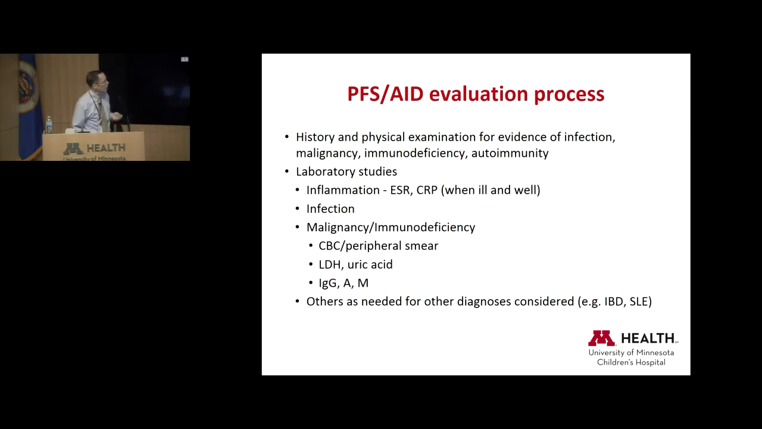We want to check inflammatory markers when they're ill, but also when they're well. We need evaluation for infection and malignancy. And for the most basic screening you can do, and you can always do more, we would do at least these studies. And then you would do other labs as appropriate for other considerations. So if the patient's presenting with a lot of GI symptoms, you might be working them up for IBD. If the CBC showed cytopenias, you might be looking for a lupus-like process.